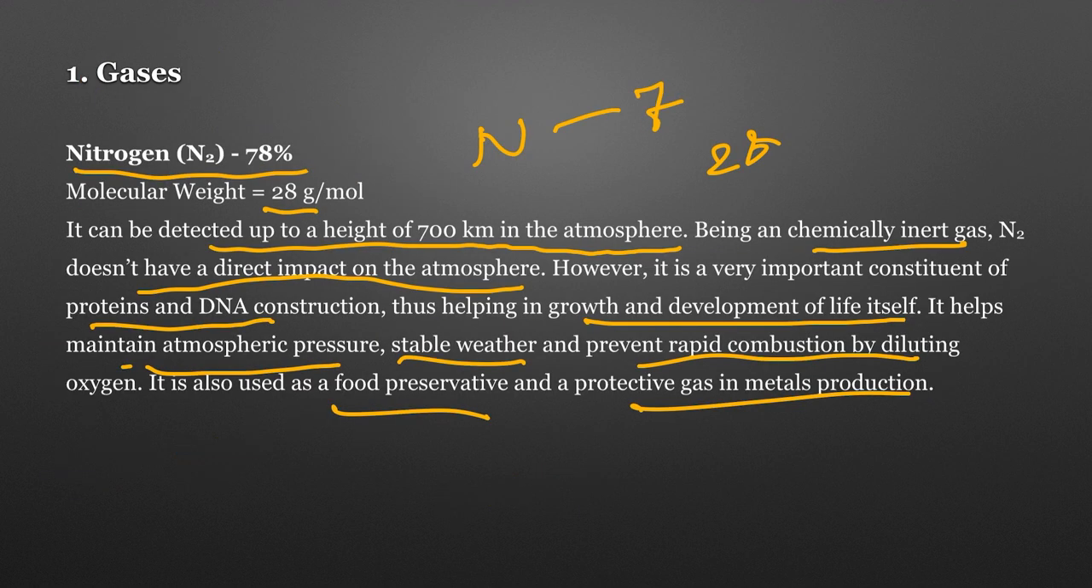The most abundant gas, with the highest percentage, is nitrogen. 78% of our atmosphere is filled with nitrogen gas. Its molecular weight is 28 grams per mole. It is a chemically inert gas, but you must remember it is very important for the growth and survival of life, because nitrogen is the main component in protein and DNA construction.